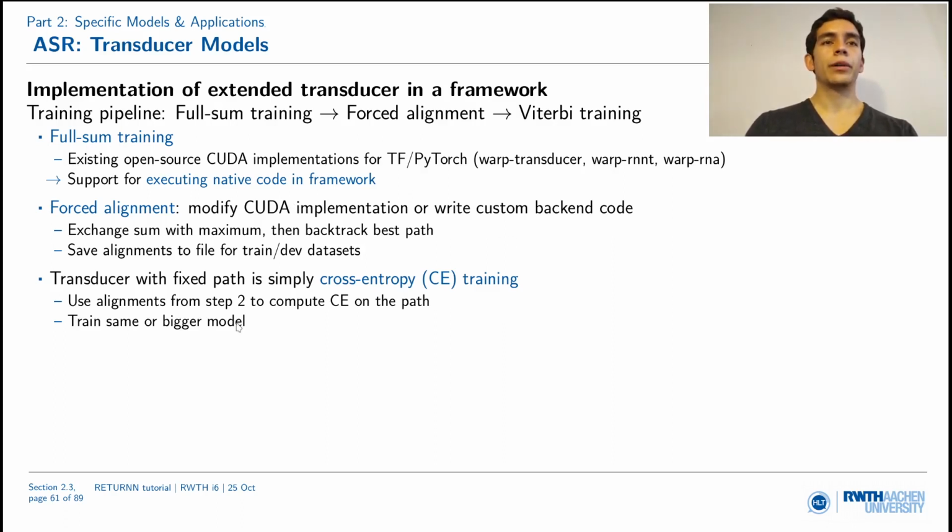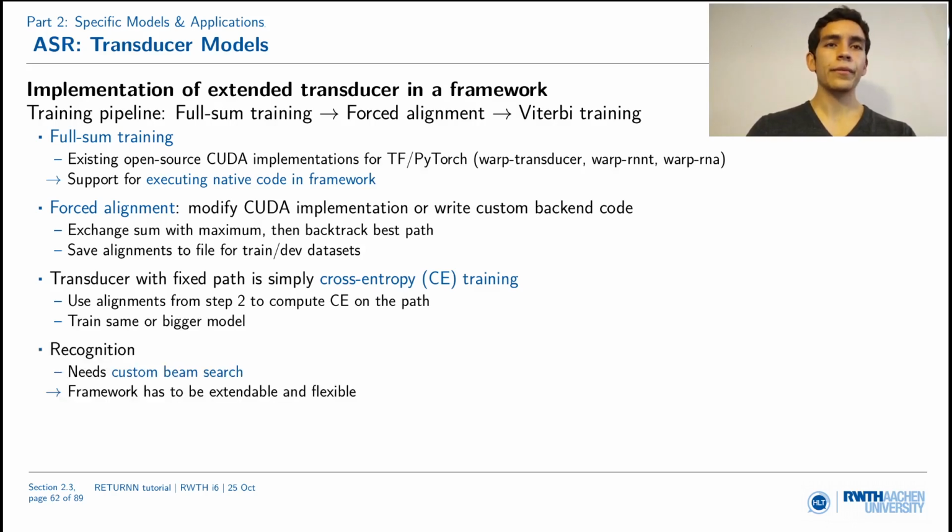And because in this case we don't have to perform dynamic programming as in the full sum training case, we could use the fast RNN with an internal state, such as LSTM or transformer models. For the recognition part, when implementing this in a framework, we have to implement a custom beam search because the beam search runs over the alignment. So the framework has to be very flexible and also extendable to support this.